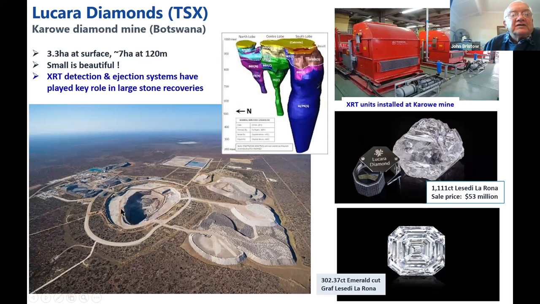This here is the Lucara diamond mine, just to finish off. It's just a snapshot that shows the whole process. It's a classic junior diamond mining operation in Botswana, and they're using some very sophisticated technology, and that's the reason you see, almost on a monthly or every couple of months, big diamonds being recovered from the Lucara mine, AK6 in Botswana.